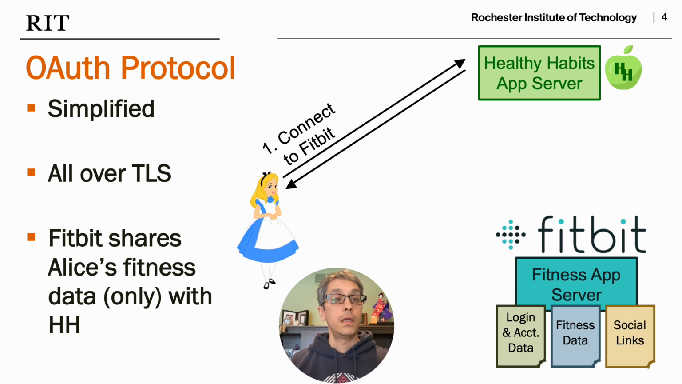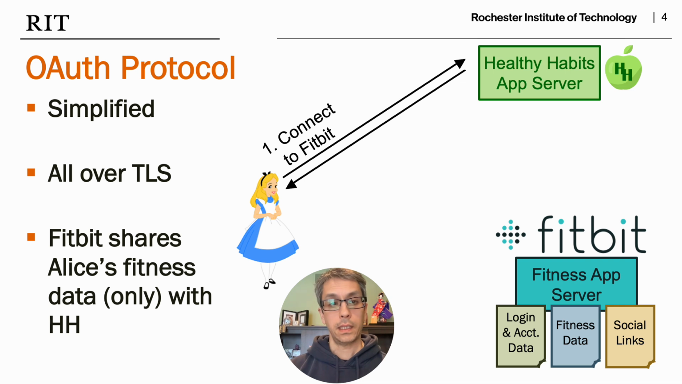All right, so the OAuth protocol then is going to solve this problem for Alice by the following protocol. And I'm going to point out that this protocol I've shown is maybe even oversimplified. And it's worth noting that all of this is happening over TLS. So all of the connections between Alice and the Healthy Habits app server, Alice and the Fitbit server, and the Healthy Habits app server and the Fitbit server, these are all over TLS. So there's already some protection there, some security there in terms of point-to-point security.